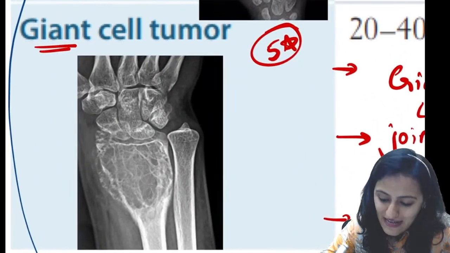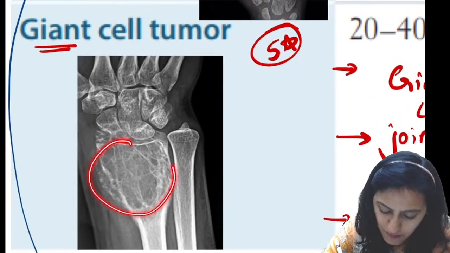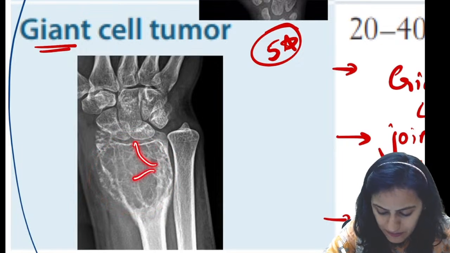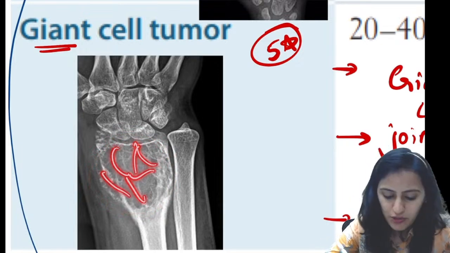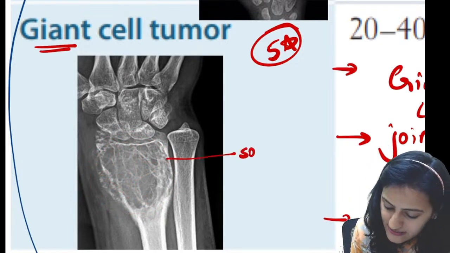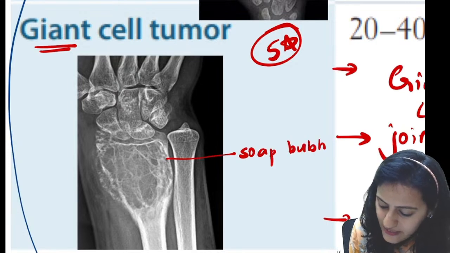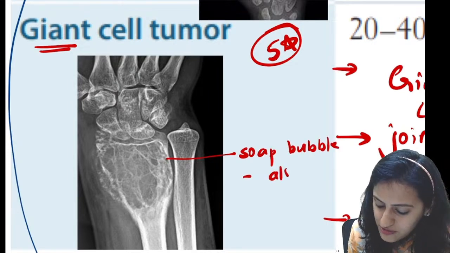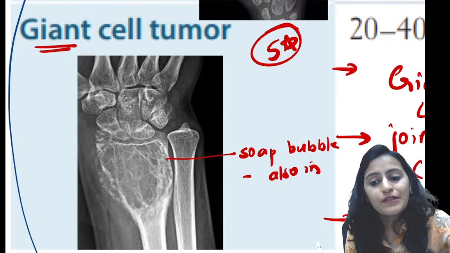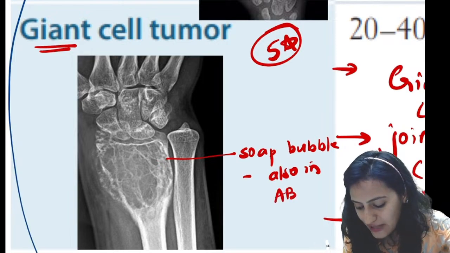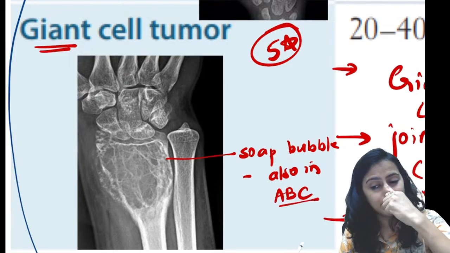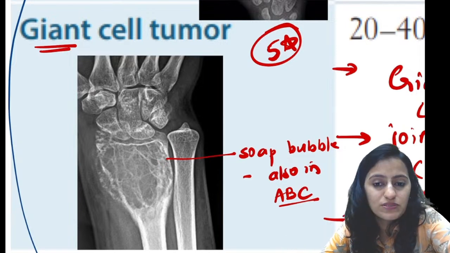Right. And the appearance that you have there is the soap bubble appearance. That is the multiple trabeculated appearance that we have. So this is the soap bubble appearance that we are seeing here, which is also seen in which other tumor? It is also seen in aneurysmal bone cyst.